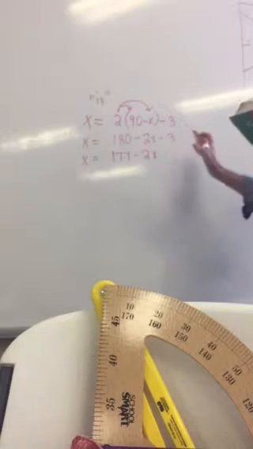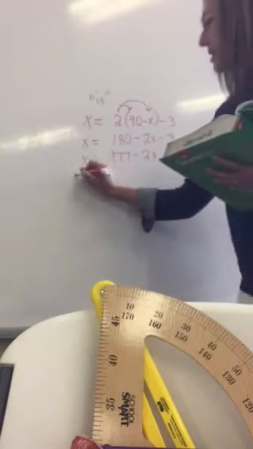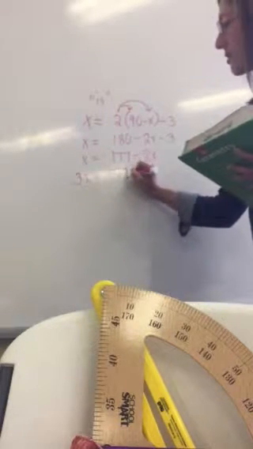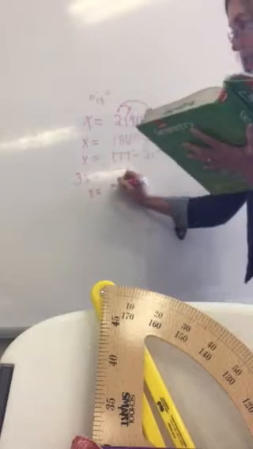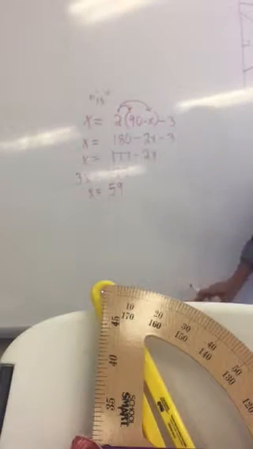Now we need to get the x's on one side of the problem, so I'm going to add x to both sides. This side is going to be 3x equals 177. We're going to divide by 3, and x equals 59. All right, you can pause your video and look through that, but I'm going to go ahead and erase and move on to one more example. I'm trying to keep this video short for y'all.